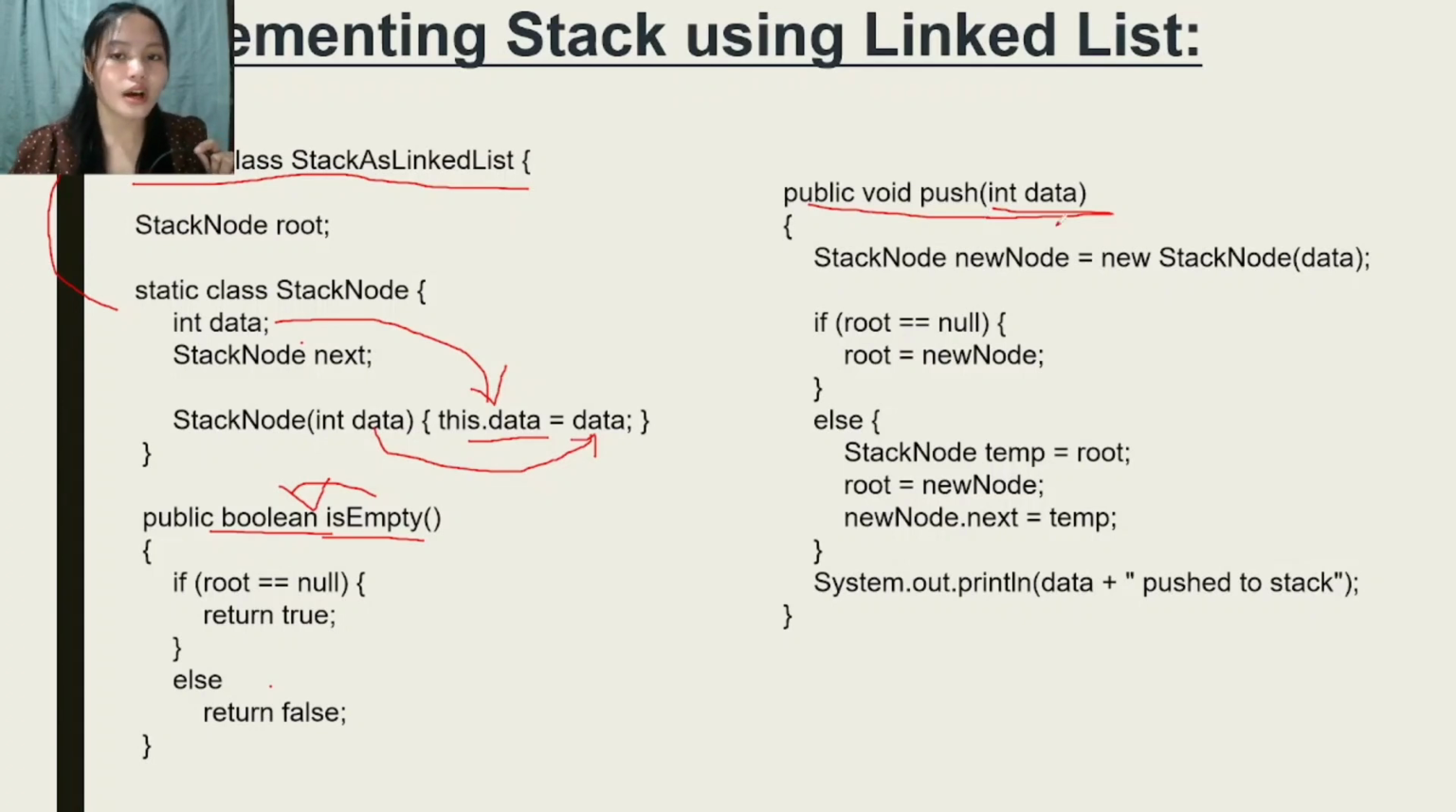So in our push method, we create an instance of our class StackNode. We created an instance of our class StackNode, instantiation. So this is our object, newNode. This will be used for us to be able to access the methods and attributes that are in our StackNode class. So that is our object.